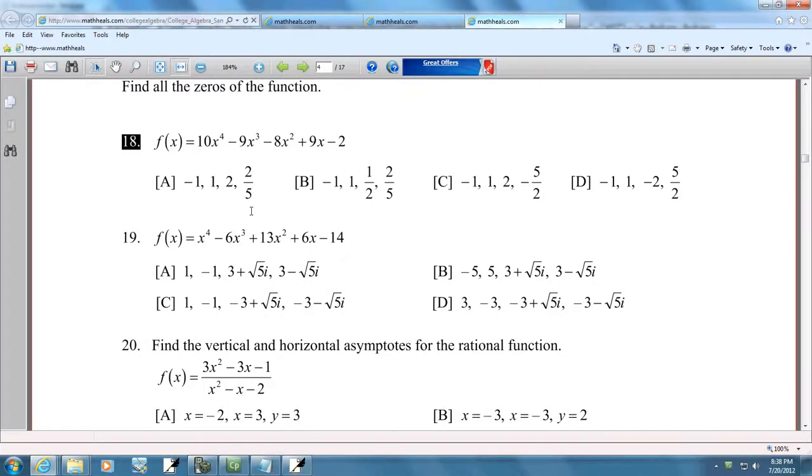Let's look at number 18. Find all the zeros of this function. And the first thing we'll do is find it on the calculator.